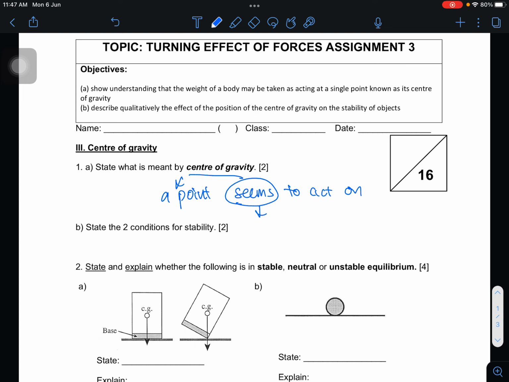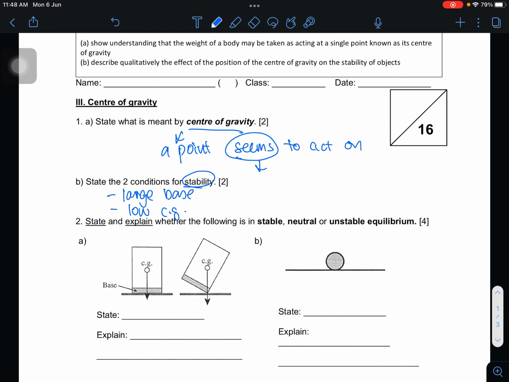State two conditions for stability, meaning for an object to be stable. They're not asking for two factors of stability. They're asking for two conditions, so something that must be satisfied. One, I must have a large base. The other is I must have a low CG. These are the two conditions for an object to be stable.